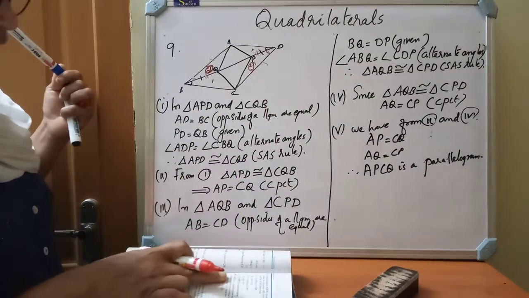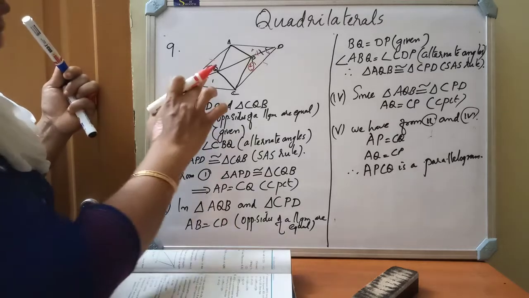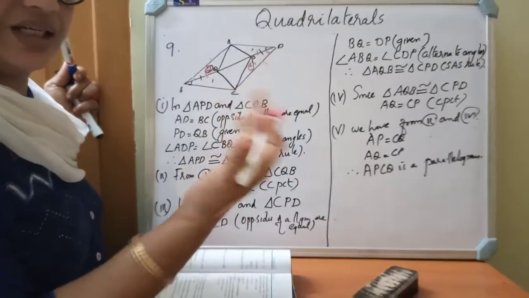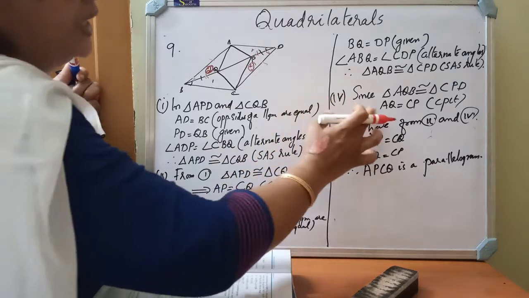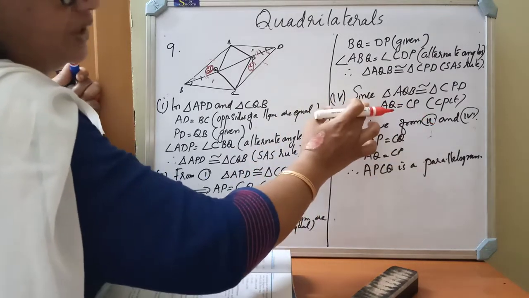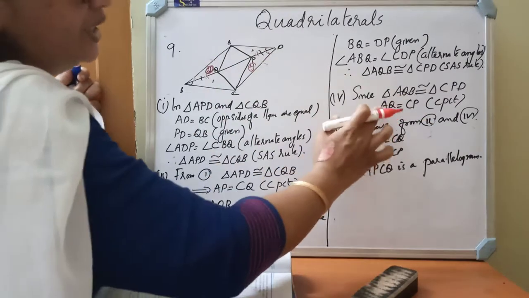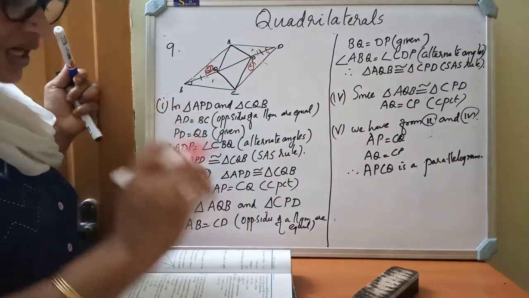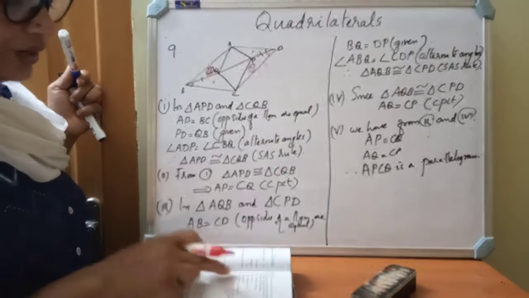Okay. Then fourth question. Fourth question is what? AQ equal to CP. So these two triangles are congruent, means automatically the other parts of the triangles must be equal. So AQ equal to CP. Fourth question. Because these two triangles are congruent, so we can write AQ equal to CP by CPCT. And the last is APCQ is a parallelogram.